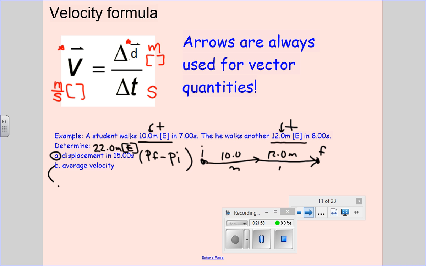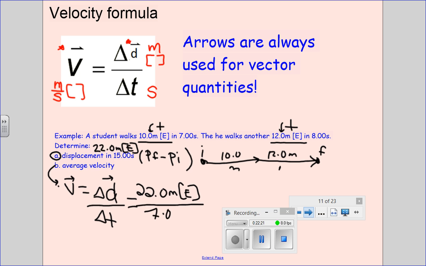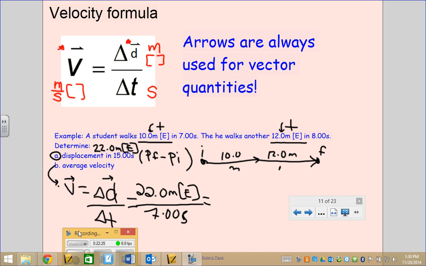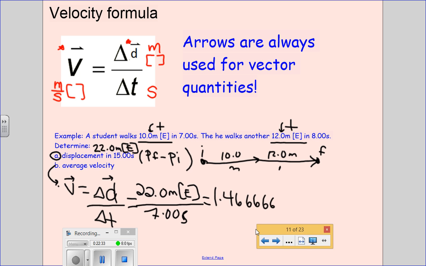Now average velocity will be calculated just like we calculated average speed, except I use displacement, which has a direction, instead of distance, which doesn't. So I'll do 22.0 meters east divided by 7.00 seconds. And the answer that I get is 1.466666, etc.